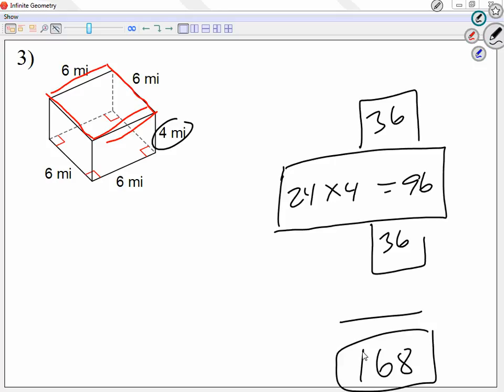When you add everything, we should match. If you have a different base than I do, once you add everything, you should get 168. Does that make sense? Okay.